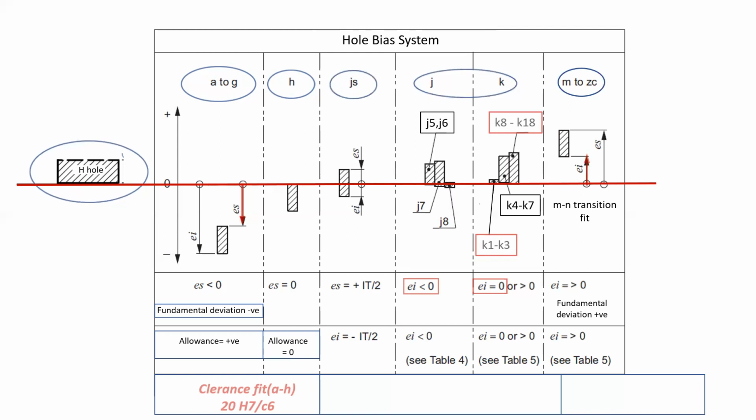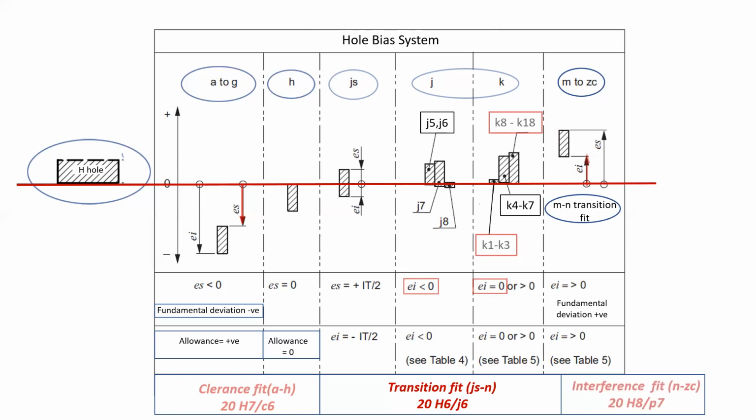Now, when the H hole will be mated with shaft designated JS, J or K, it will result in transition fit. In fact, the transition fit extends up till N. Example is 20H6J6. So M as well as some cases of N shafts will also result in transition fit. And for shaft designated N to ZC, when they are mated with the H hole, it will result in an interference fit, and an example is 20H8P7. So that's about the hole bias system.